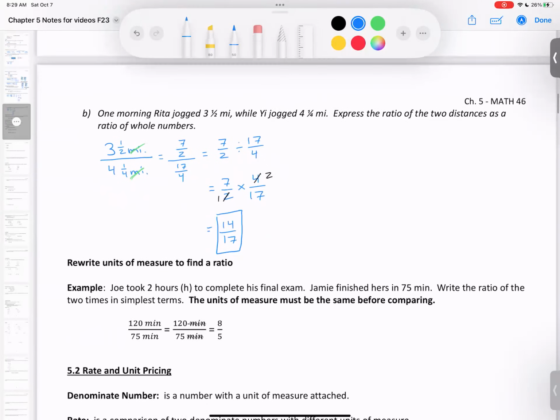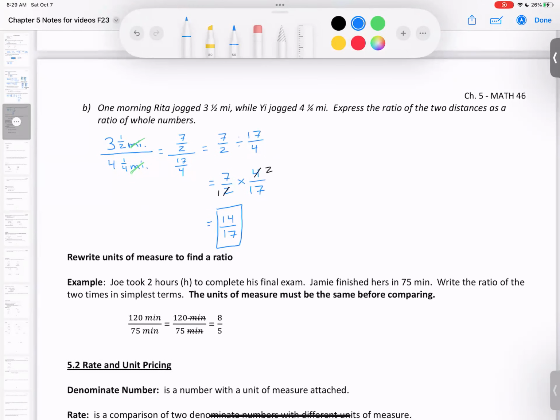All right. One more thing to note, sometimes you will have 2 measures of the same thing. In this next example, we have 2 measures of time, but they're in different units. So it has Joe took 2 hours to complete his final exam, and Jamie finished hers in 75 minutes. We want to compare the 2 in a ratio. So 2 hours, I'll write it over here. So 2 hours over 75 minutes.